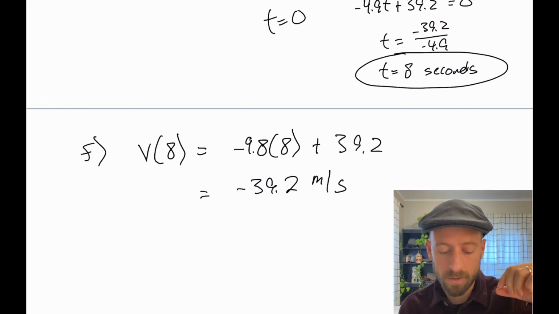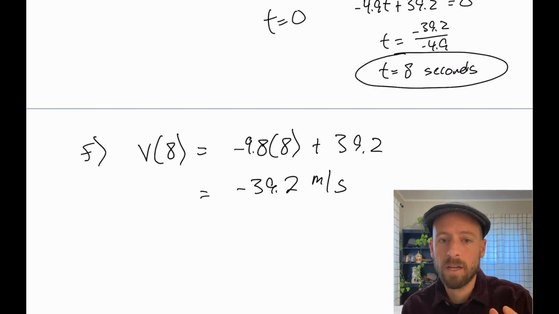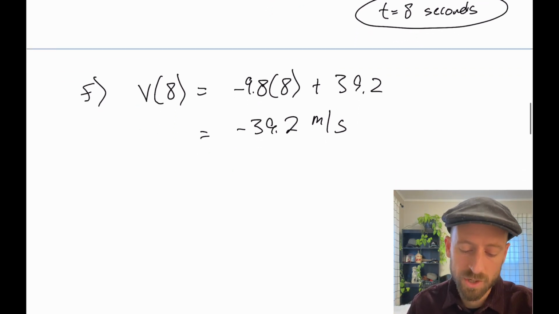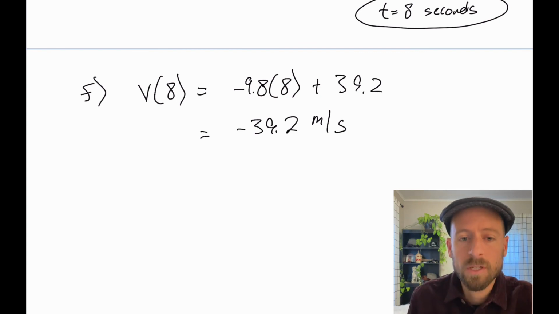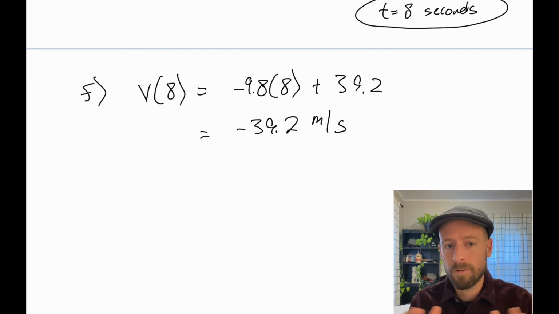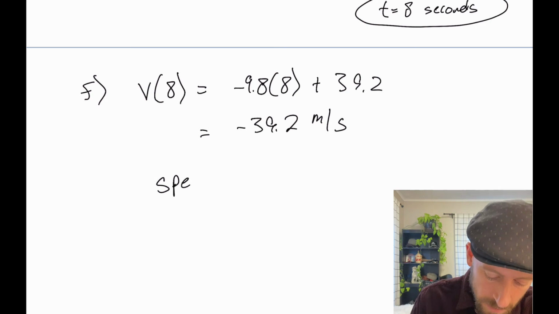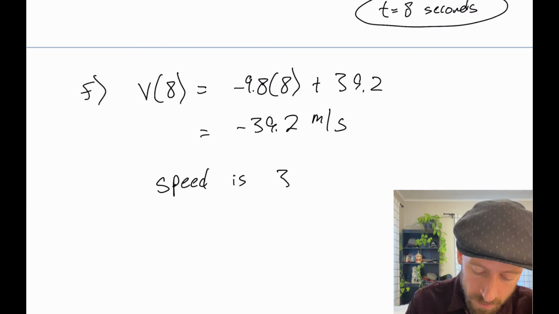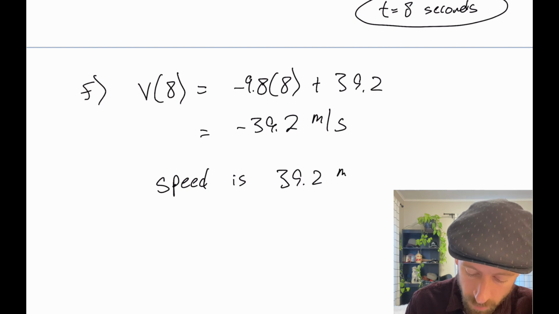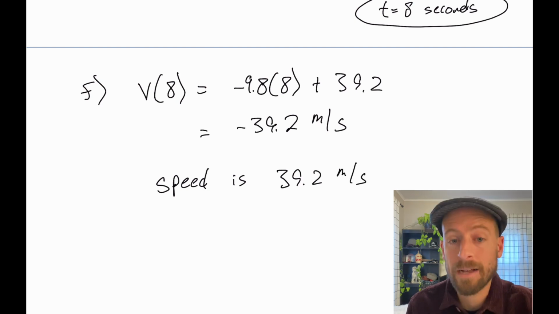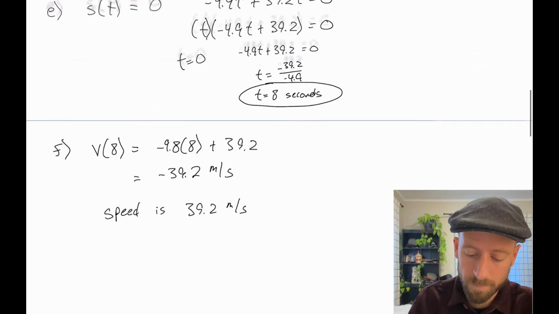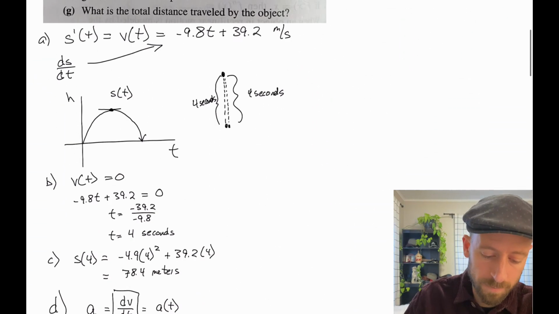So velocity is really like a vector, and a vector has magnitude, which is like its length, and the direction. So the direction piece is that negative. And question F also asks about speed. So what's the speed? The speed is like the length of that vector. So the speed is just the absolute value of that, which is 39.2 meters per second. That's how fast it was going. And the negative part just tells us that it was going down, it was hitting the ground at that point. All right, cool. Last question.